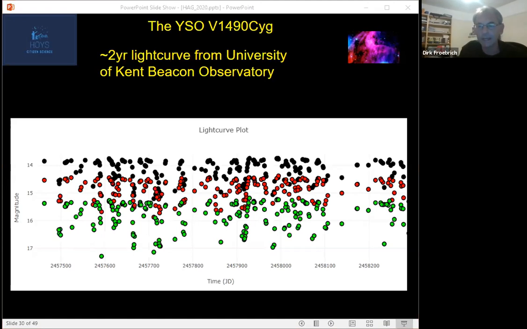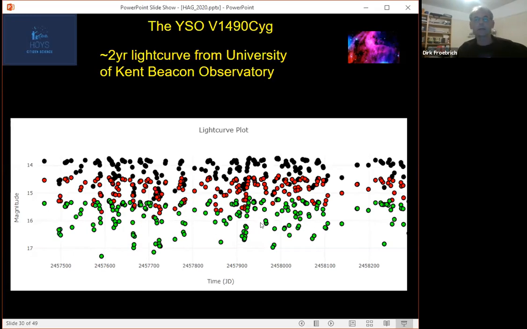What you can see is the weather in Kent is reasonably good. So basically we observe that field every time it's clear. What you see, that star is highly variable, so it changes its brightness by about 2 magnitudes up and down. And if you actually look carefully, there seems to be some pattern. So it seems to go regularly down every about 30 days, but it's not very clear from the data set.